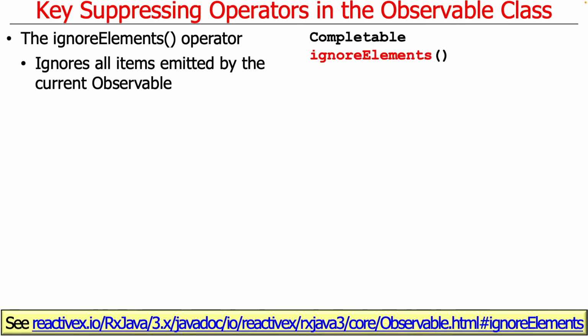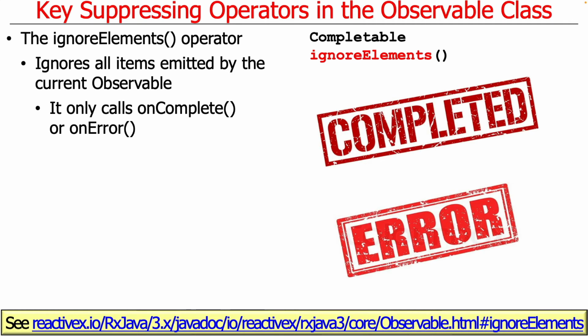The third and final suppressing operator we're going to talk about right now is the most curious of the three we've talked about to this point. And this is called the ignoreElements operator. What it does is it ignores all the items that are emitted by the current observable. It only calls the onComplete or onError hook methods, but not the onNext method. So it only indicates when something's done, and it only indicates when something has an error, but it doesn't indicate when something has the next value. So it really suppresses things.